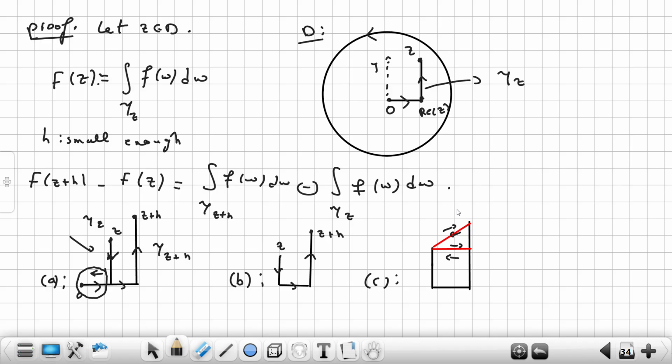You're still integrating over B. If you add these two segments in opposite directions, you are still integrating over the curve in the second case B. But integrating over the curve in C is equivalent to integrating over the part here.